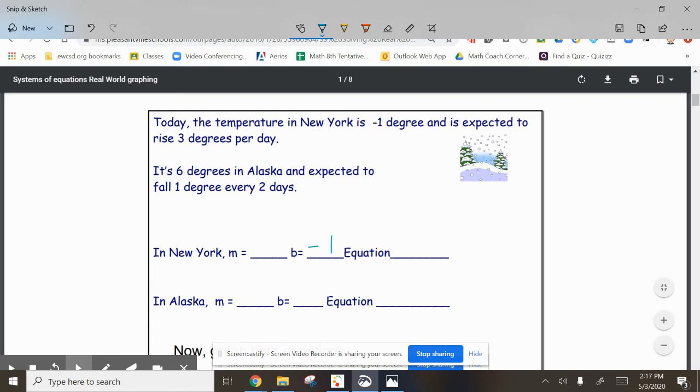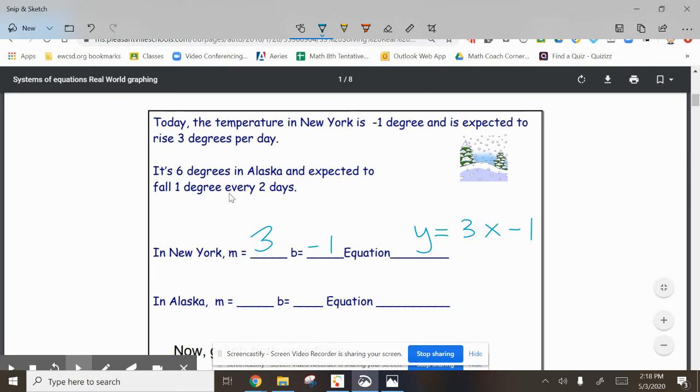So -1's here. And your slope is what it's rising. It even tells you rising 3 degrees per day. It's a rise or it's a fall, okay? And to write the equation out, you would write y equals, what's your slope? The slope goes first, 3x, and then your y-intercept goes second. You have to know that for high school. Again, your slope, then your y-intercept. Okay? Now let's do the second one.